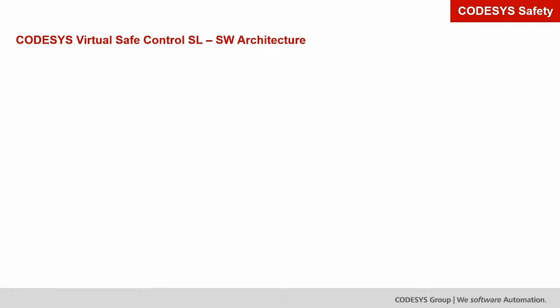Let's come to the new product, CODESYS Virtual Safe Control SL, and the software architecture of that product. The base of the product is the CODESYS Safety Runtime Toolkit, which we have released years ago. It's our standard safety runtime toolkit as it is. We do not have a new release for the Virtual Safe Control SL, and we take the systematic safe software as we have released it.